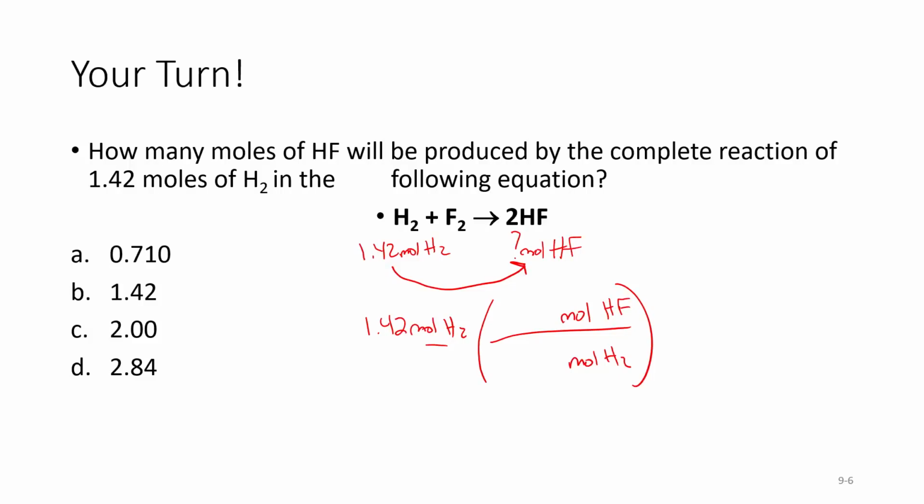Now we're going to use the coefficients from the balanced chemical equation. 1 is implied in front of the H2, and 2 is written in front of the HF. So here there's nothing written, but we are implying that there's 1 mole of that, and here is where the 2 is, in front of the HF. So we're going to multiply across the top, divide away the bottom. That cancels out these units, leaving us with moles of HF. So 1.42 times 2 gives us 2.84 moles of HF.